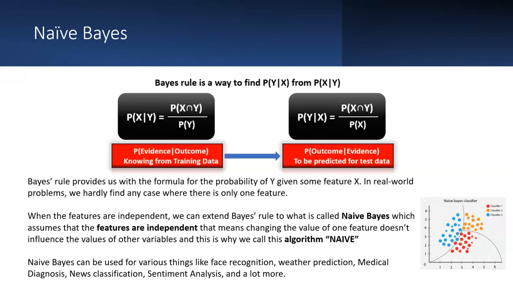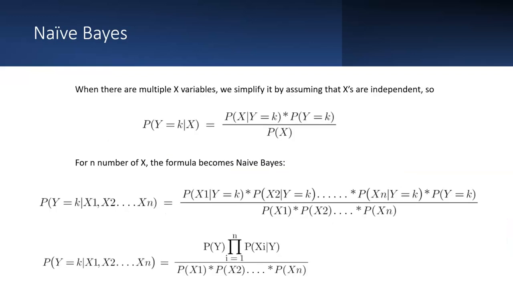So just to summarize why we call it naive: when the features are independent, we can extend Bayes rule to what's called Naive Bayes, and we assume that features are independent. That means changing the value of one feature does not influence the value of other variables, and that's why we call it naive, right? So I think things become clearer now.